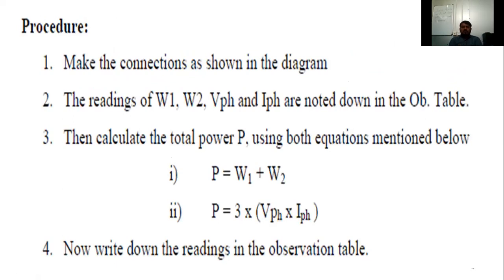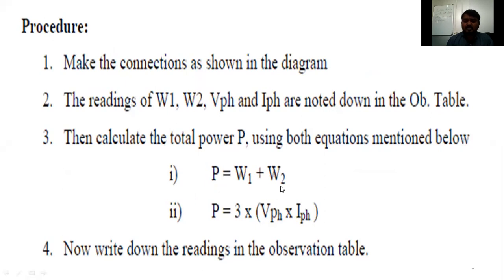So next, the procedure. We know the connection circuit diagram. Based on that circuit diagram, we have to make the connection as shown in the diagram. First procedure is make the connections as shown in the diagram. Later, the readings of W1, that is wattmeter 1, wattmeter 2, V phase, I phase, that is voltage and current, are noted down in the observation table. In the observation table we have to write them. Next, calculate the total power.